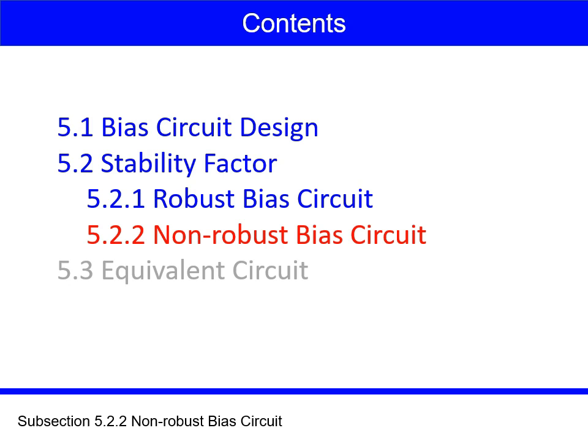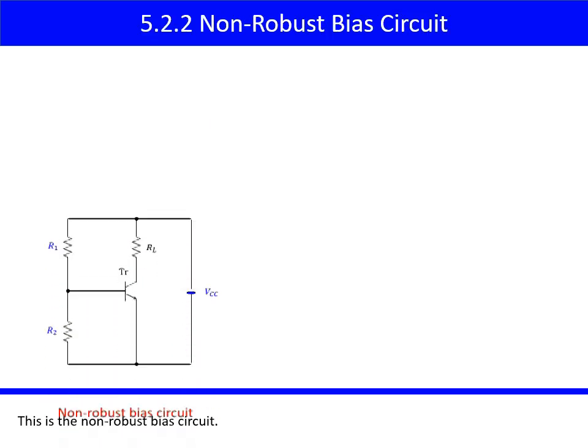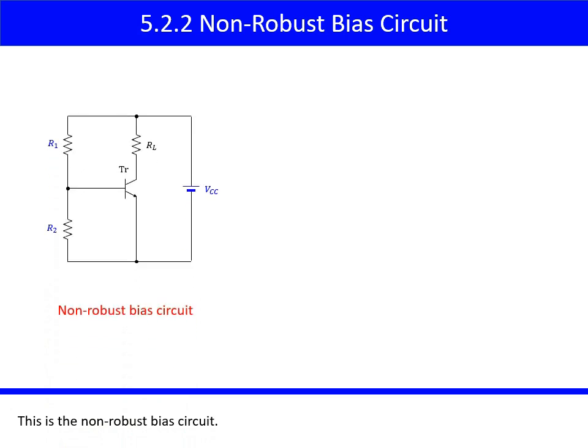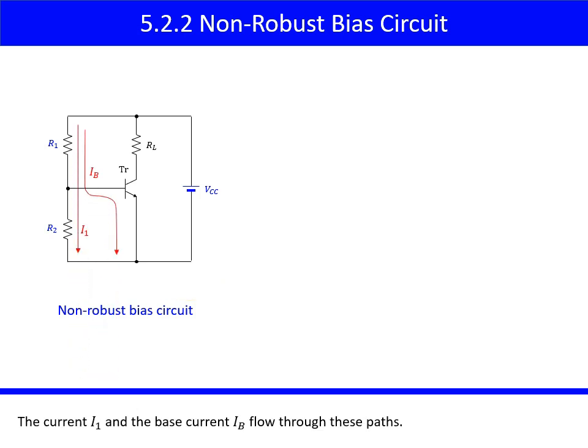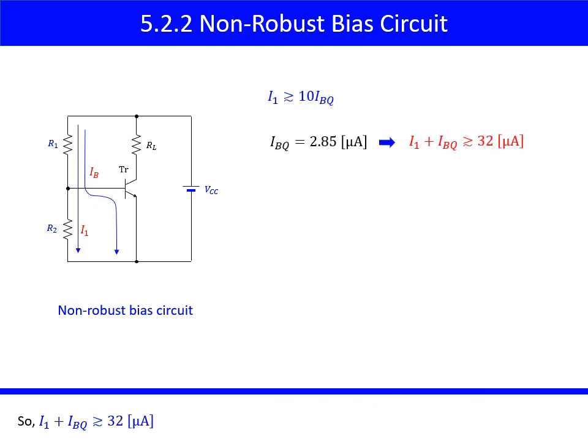Subsection 5.2.2. Non-robust bias circuit. This is the non-robust bias circuit. It does not include the resistor RE. The current I1 and the base current IB flow through these paths. I1 should be equal to or greater than 10 times IBQ. So, I1 plus IBQ should be equal to or greater than 32 microamps.